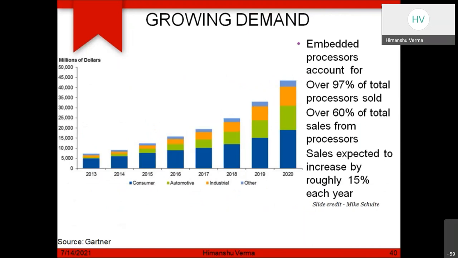The blue color shows the consumer processors that are used for consumer applications. Green shows automotive applications, then industrial, and then others. So here you can see that usage is growing day by day, and it converts into a $1 million industry. We can say embedded system is now a $1 million industry, and the expected increase in sales is roughly 15% every year.